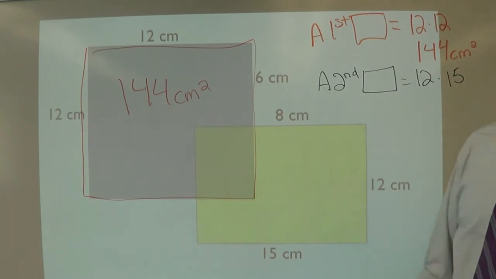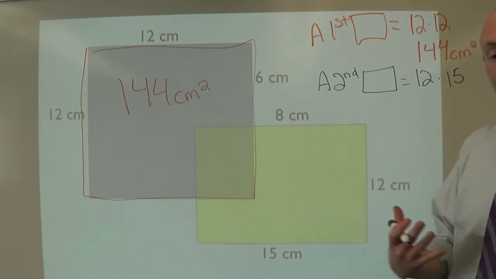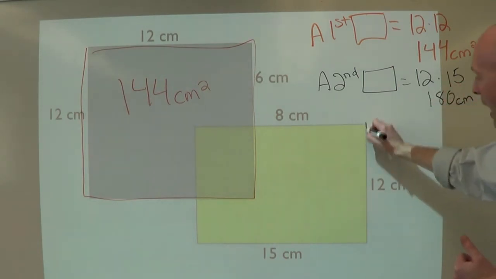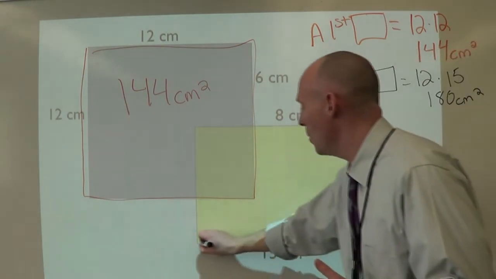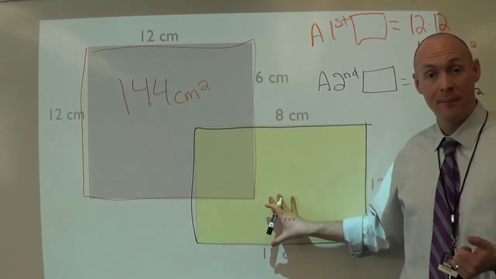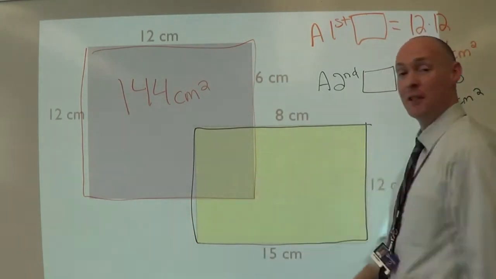You could do the notes off to the side. You could use a calculator. 12 times 15, if we do it, we get 180 centimeters squared. And remember, that's for this whole entire thing, though. We don't need this whole thing because this part overlaps.